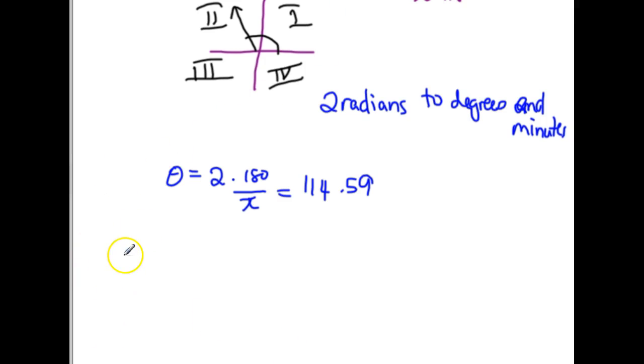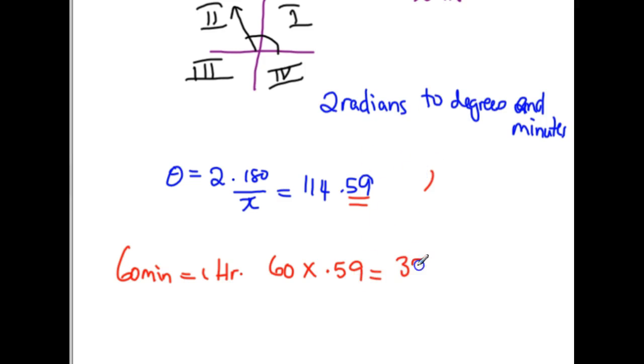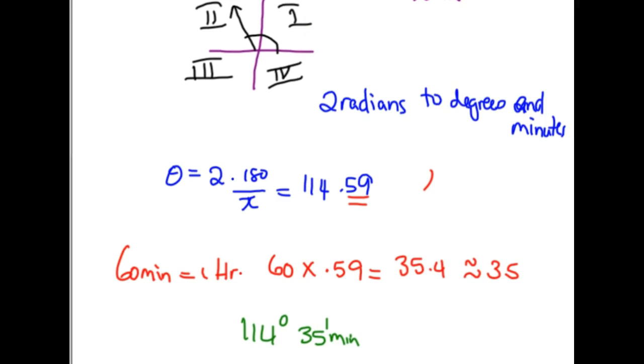So we need to remember 2 things. There are 60 minutes in 1 hour. So I need to convert this into minutes. Since there are 60 minutes, I will times that by 0.59. So 60 times 0.59 will give me 35.4, which is approximately 35 minutes. So my final answer when we write this would be 114 degrees and 35 minutes. I think the symbol is just one. It's not the word spelled out. It's just that one little mark at the top.